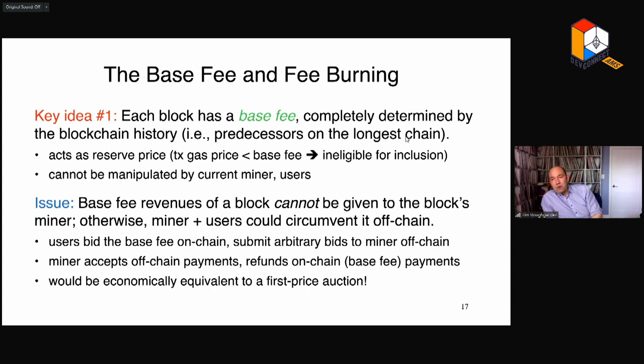So it has to be redirected in some way. For example, by burning it, by paying it forward to miners of future blocks, or by redirection into a treasury. All of those are game theoretically fine.